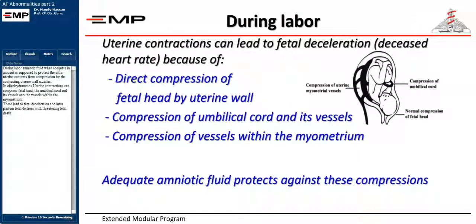During labor, amniotic fluid, when adequate in amount, is supposed to protect the intrauterine contents from compression by the contracting uterine wall muscles. In oligohydramnios, uterine contractions can compress fetal head, the umbilical cord and its vessels, and the vessels within the myometrium. These lead to fetal deceleration and intrapartum fetal distress with threatening fetal death.